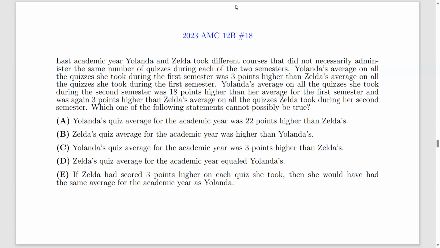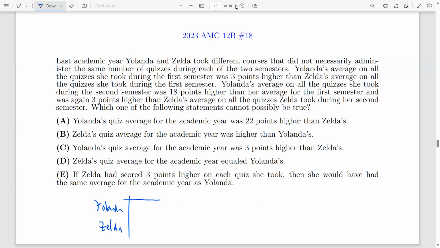So for this problem, the easiest way to go about it, arguably, is to make a small table so that we can figure out Yolanda's and Zelda's quiz averages. Specifically, we don't really need the averages. All we need is the relative difference in their averages for each semester.